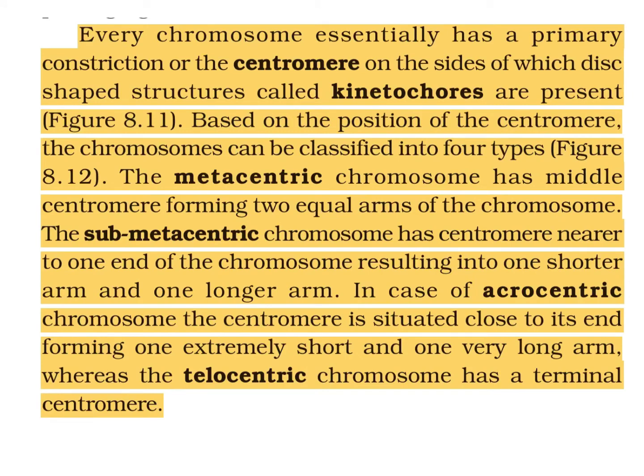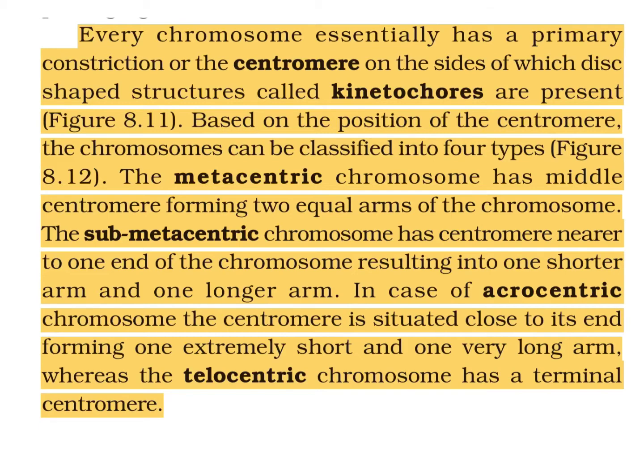Now, let us see the detailed structure of a chromosome. Each and every chromosome has a primary constriction, more commonly remembered as the centromere. On the sides of it, the disc-shaped structure which forms a packing just covering the centromere is known as the kinetochore. So these two terms are important to learn.